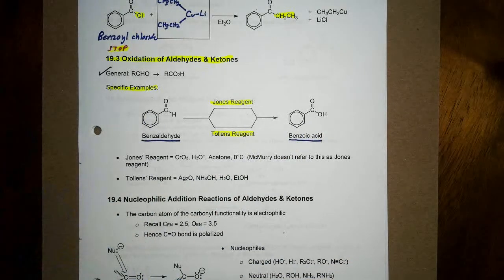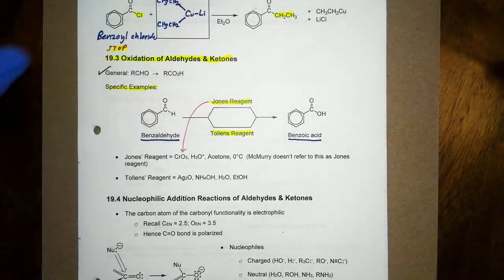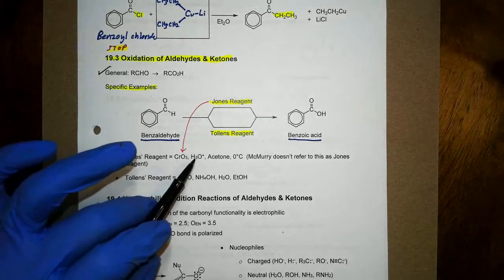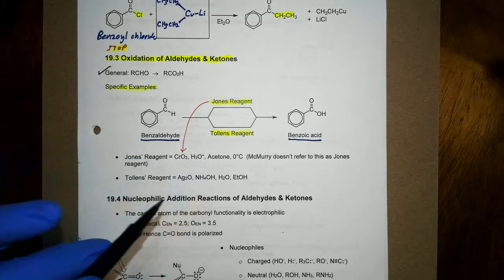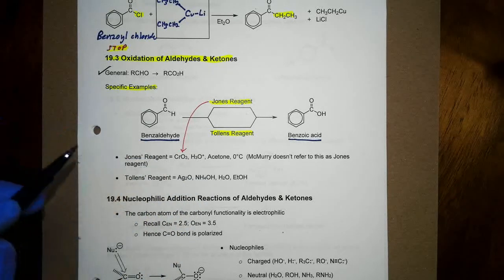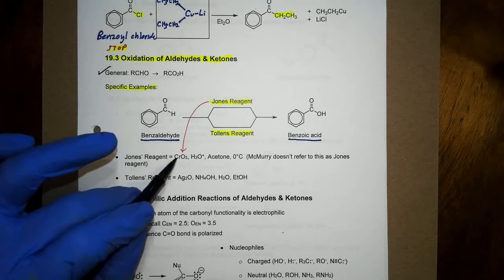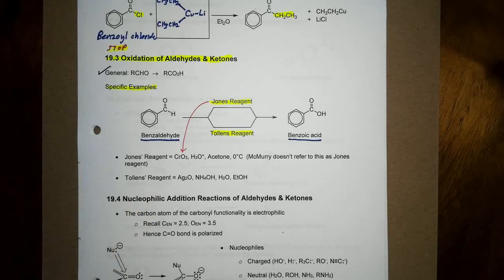Now, Jones reagent is very, very harsh. Here's what it is. Jones reagent consists of chromium 6 oxide at a very, very low pH. You have acetone, and so on and so forth. What this does is generate chromic acid, which is a powerful oxidant. And realize this is chromium 6+, so it's very toxic, and that's one reason this is no longer a favorable reagent, but it's very effective in producing carboxylic acids.